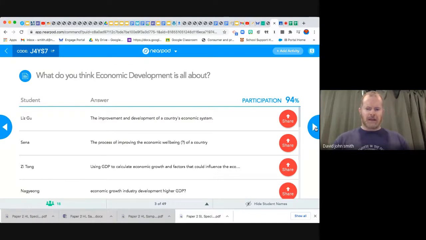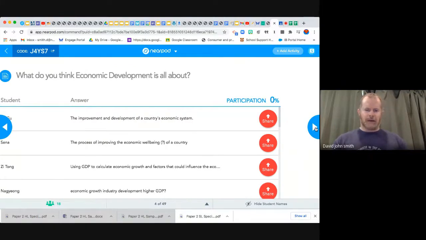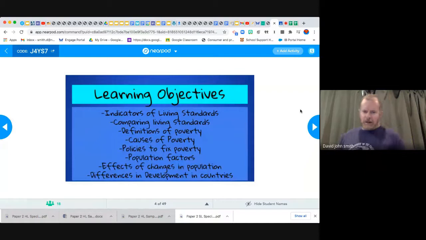So what is economic development all about? All right. So here's what we're going to be doing. Some parts of the subunit just kind of listed there for you. So we're going to be looking at indicators of living standards. Okay, we're going to be comparing them. Don't worry about what the terms mean yet. We're going to cover these in time.